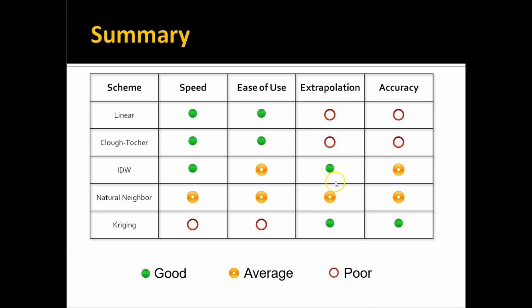Something I haven't talked about in these examples is that some of these will extrapolate and some will not. So linear will only interpolate inside what we call the convex hull of the data points. Once you go outside of that, it won't do it. So it just assigns some kind of default value. That's okay if the thing you're interpolating to is entirely contained within the scope of the points. But if you want to interpolate to something that's just outside the points, these first two methods won't work. IDW and kriging work really well on that. Natural neighbor, there's kind of a way to do it, but it's not great.